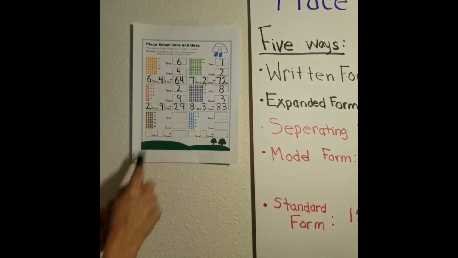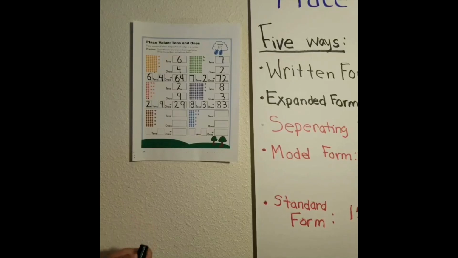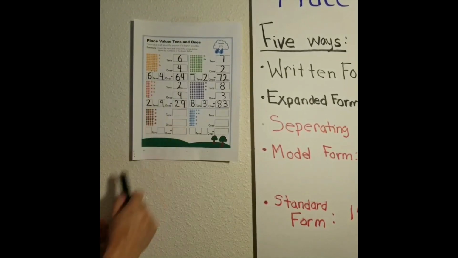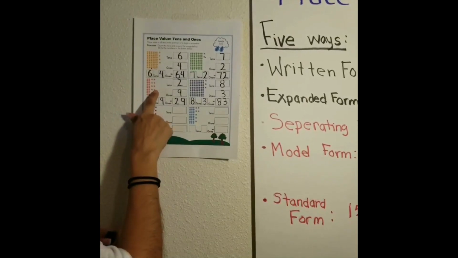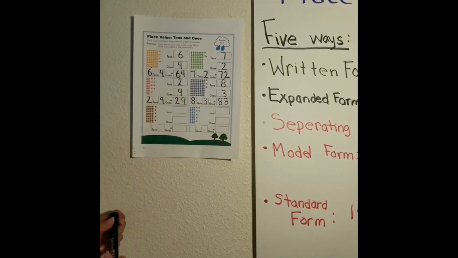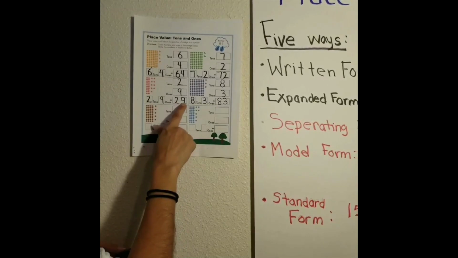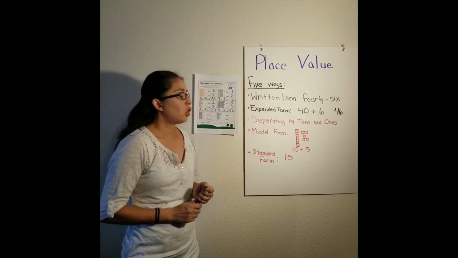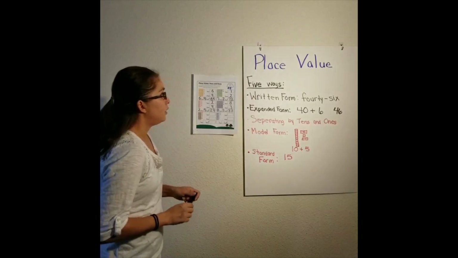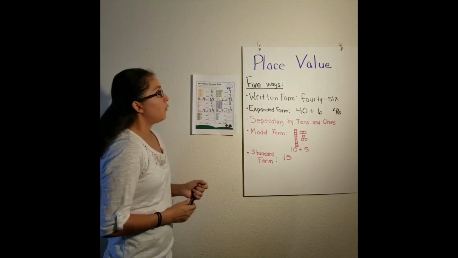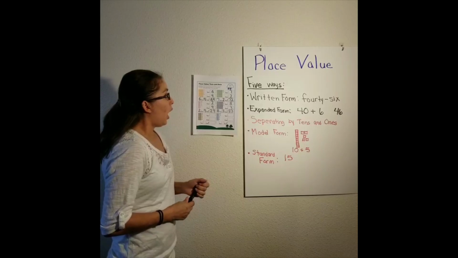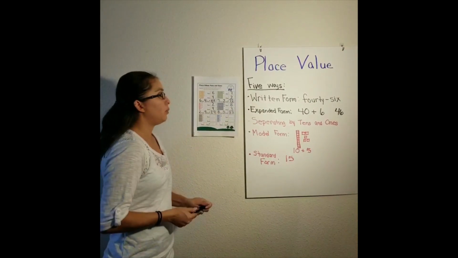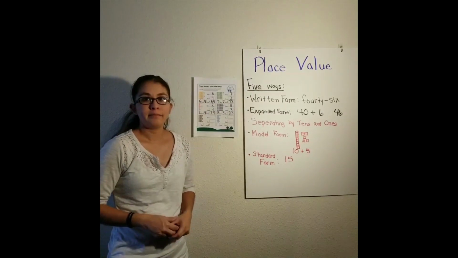So from the activity that we just did, we focused on separating by 10s and 1s, the model form, which shows us a picture right here, and standard form, where we put the numbers together. So from this activity that we went over for place value, I'm hoping that you will be able to understand the standard forms that we practiced today. Thank you.